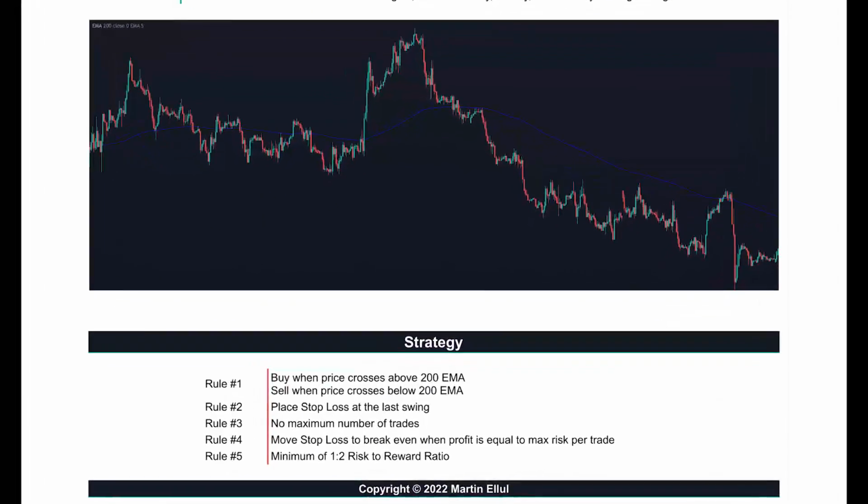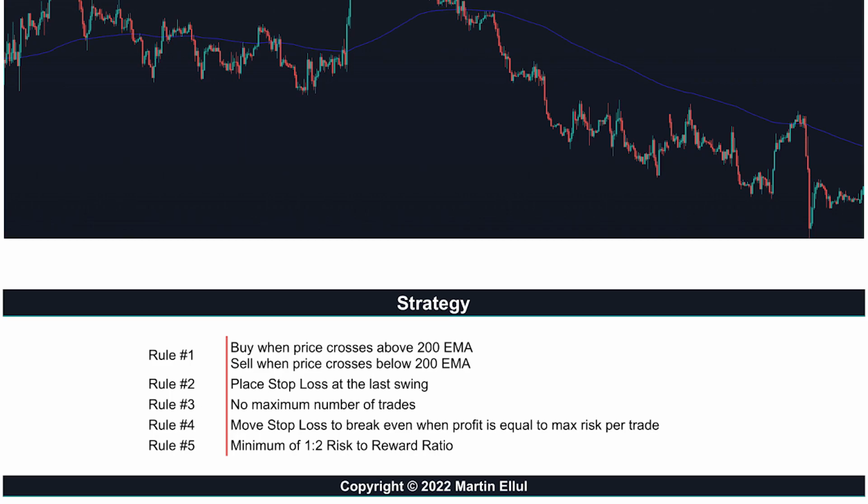So here's the strategy. It's pretty simple. We buy when the price crosses above the 200 EMA, and we sell when the price crosses below the 200 EMA. And we place the stop loss at the last swing, which is usually going to be pretty wide. We've got no maximum trades that we can have open at all times. And as soon as the open profit is equal to the maximum risk per trade that we are taking, we move the stop loss to break even.